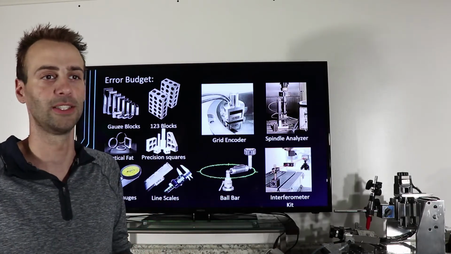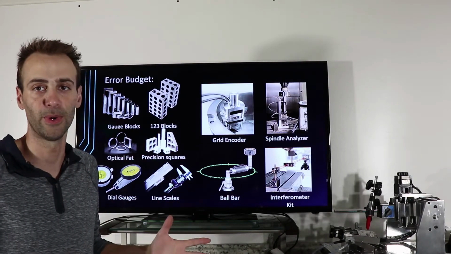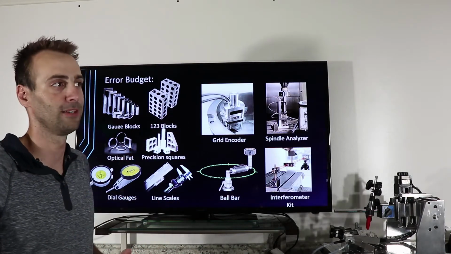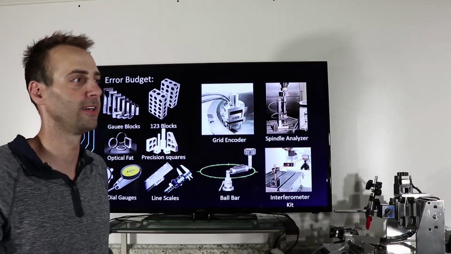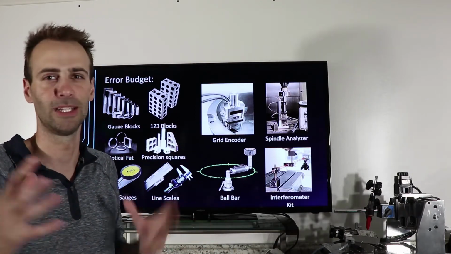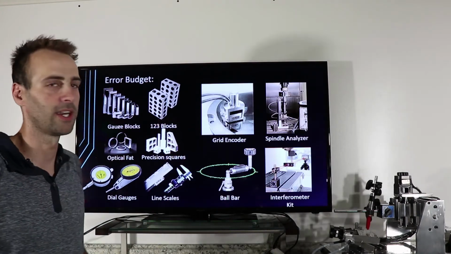1-2-3 blocks, you can get 2, 4, 6, whatever you want. And if you have buddies in a machine shop, you can have them make whatever you need. If there's a surface grinder, they make these all the time in school. So they're everywhere. So these are key, right?